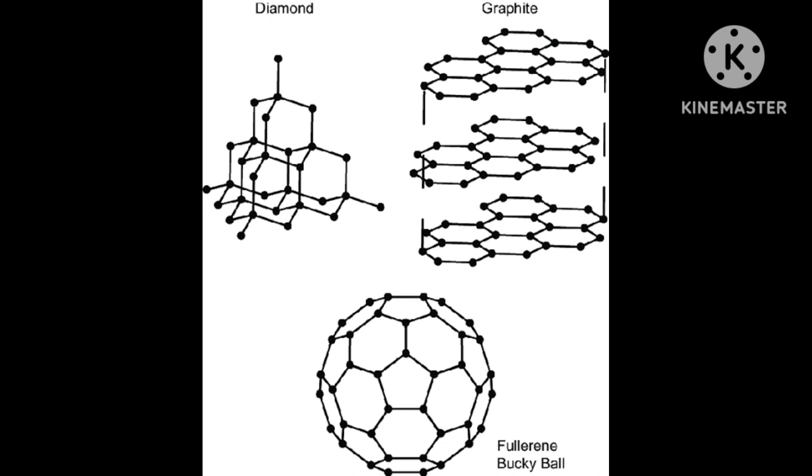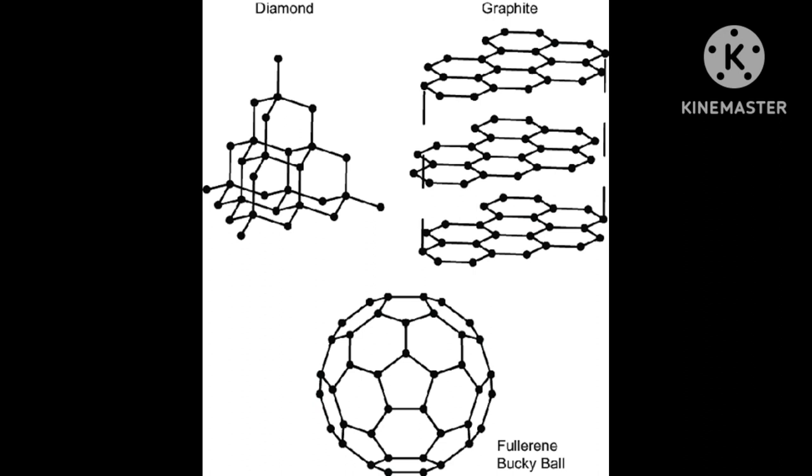This can be clearly seen from bond enthalpy values. The order of catenation is: maximum with carbon, and after that silicon, and after that germanium and tin, which are almost equal. Means the catenation property of carbon is far greater than silicon, and silicon is greater than germanium, and germanium and tin are almost the same. Lead does not show catenation.